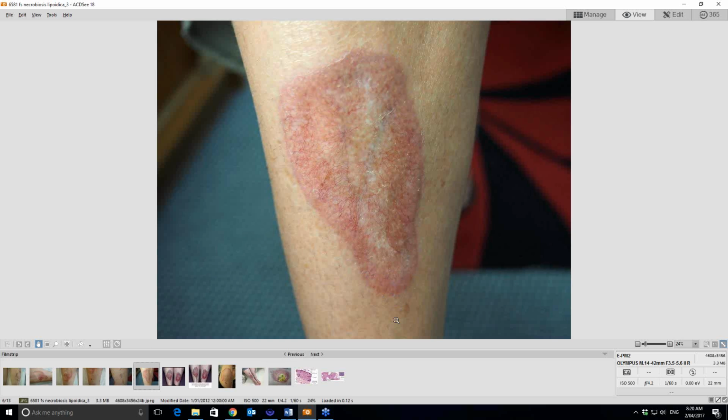So, Necrobiosis lipoidica, just think of it whenever you see a rash on the front of the shins, and especially in someone who may have the metabolic syndrome, who may be pre-diabetic, or in fact, who actually has diabetes.